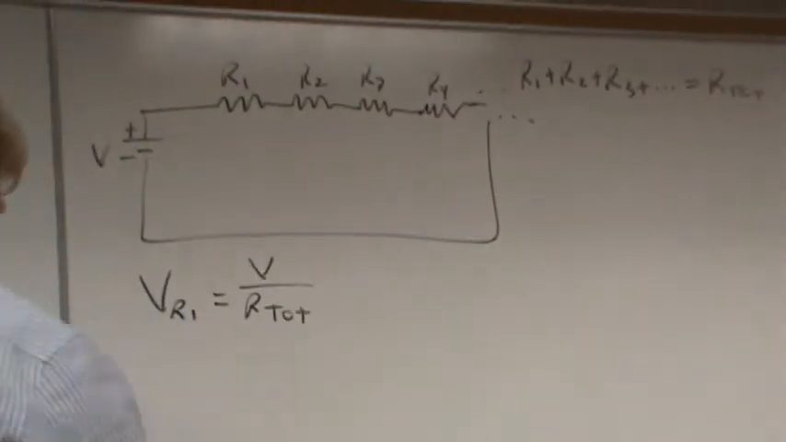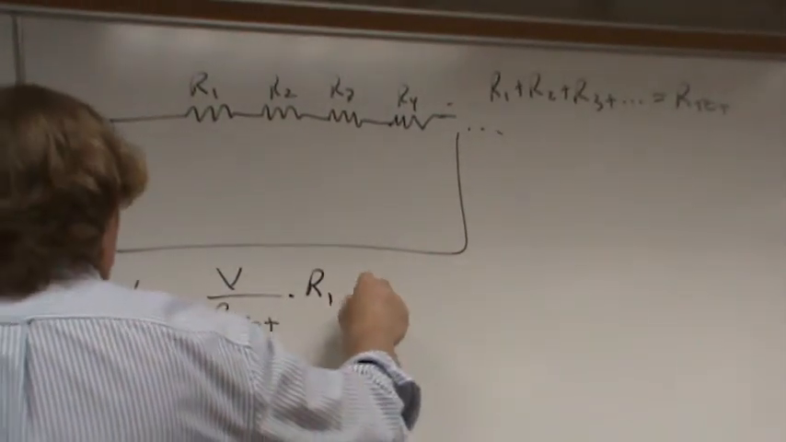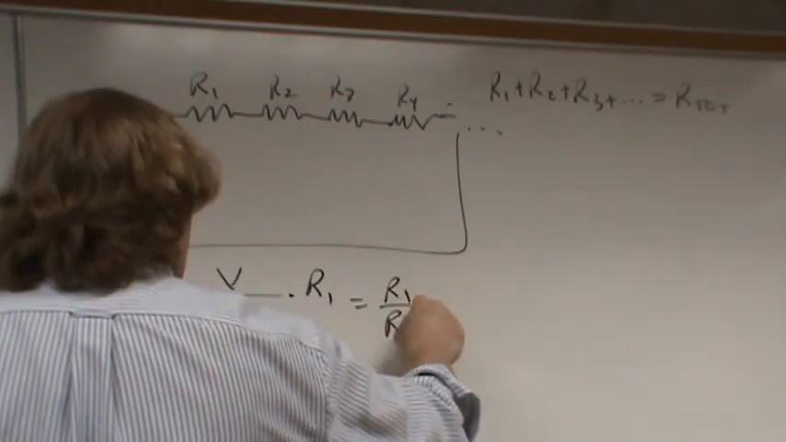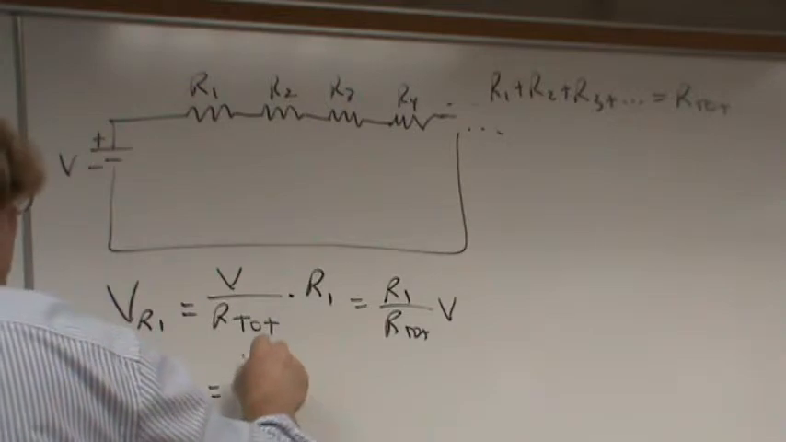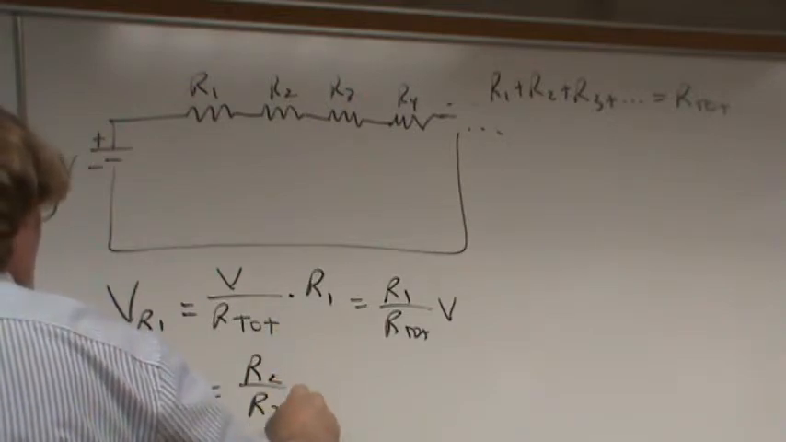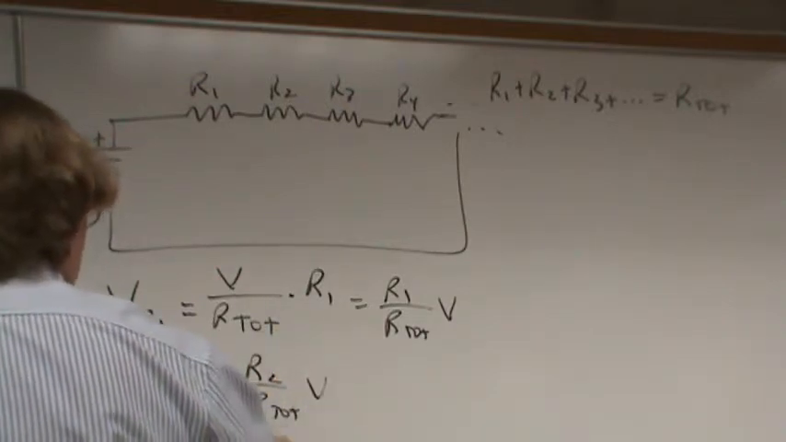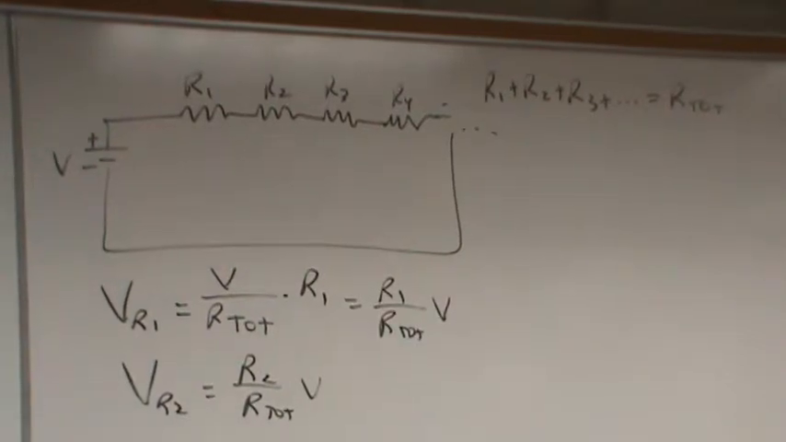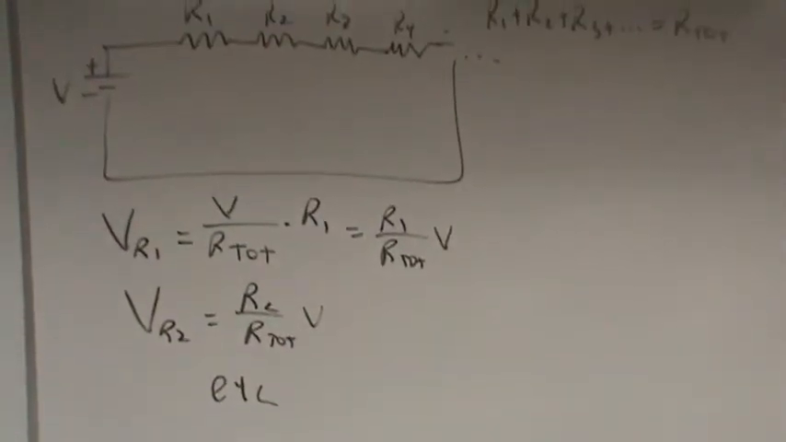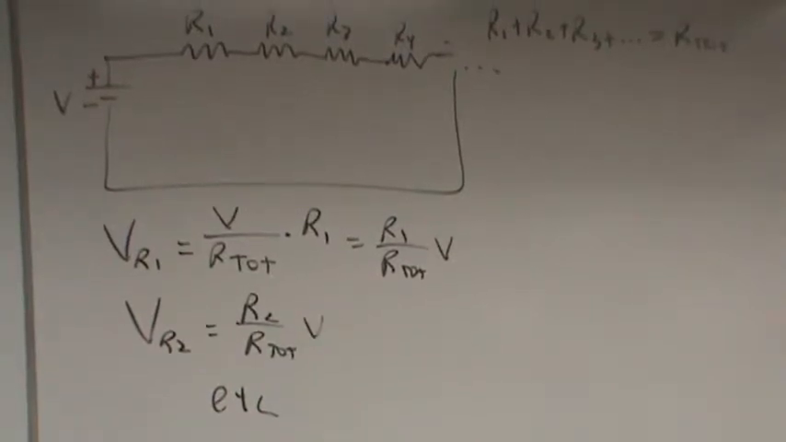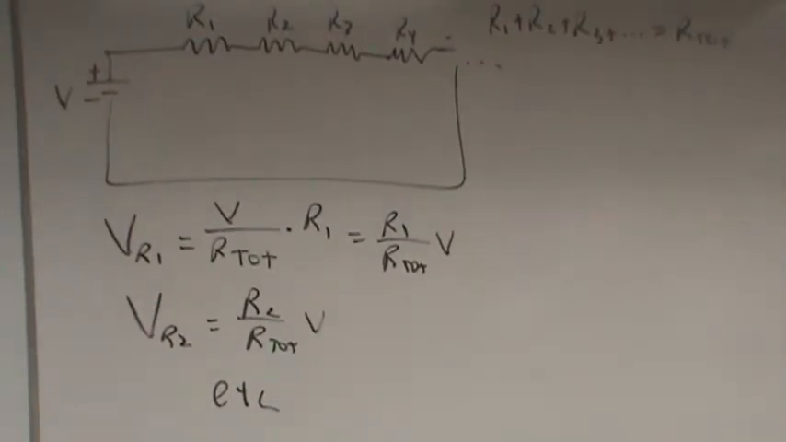All right? It's going to be V over the total resistance times R1, or R1 over the total resistance times V. And the same as the voltage drop across R2. It's R2 over the total resistance times V, and so on. So that's a voltage divider, pure and simple. Okay? Resistors in series divide voltages proportional to the resistances.